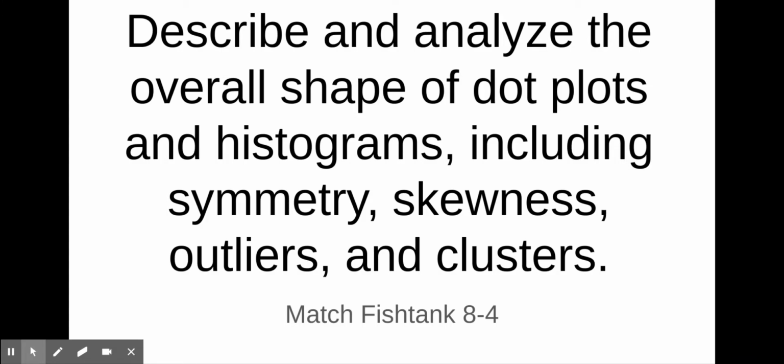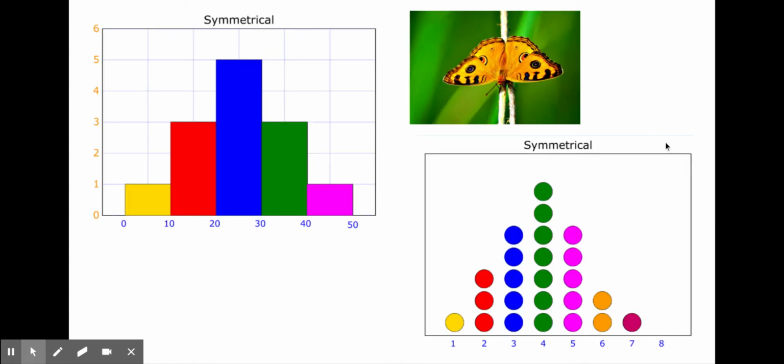Match Fishtank, Unit 8, Lesson 4, Minilesson. In this mini lesson, we're going to look at the shape of distributions, mostly dot plots and histograms, and try to see what information we can get from looking at the shape of these.